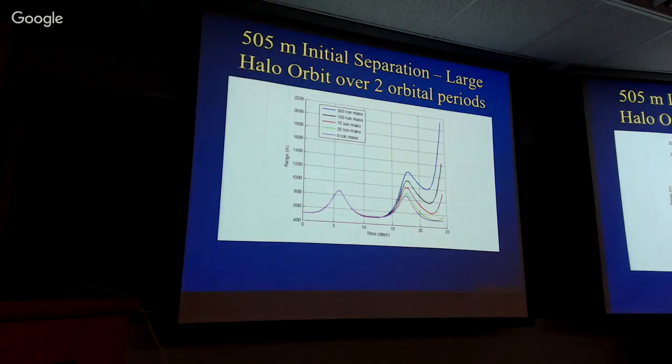And as you can see here, for the 200-ton mass, you have about a range of nearly 2,200 meters, which is very unstable. So if you want to stay in orbit for 2 orbital periods, you're going to need to expend a lot of delta V.